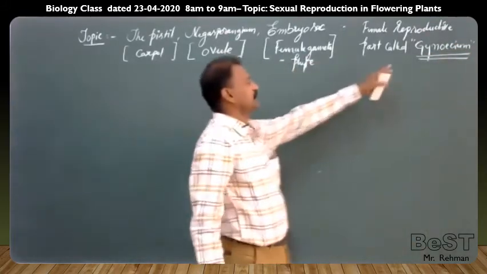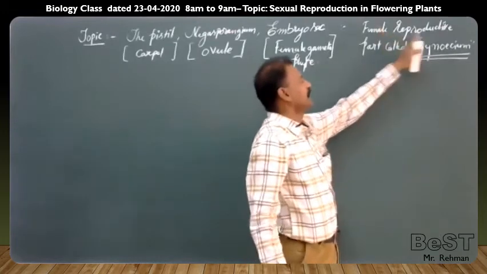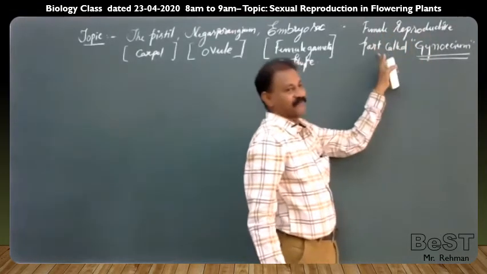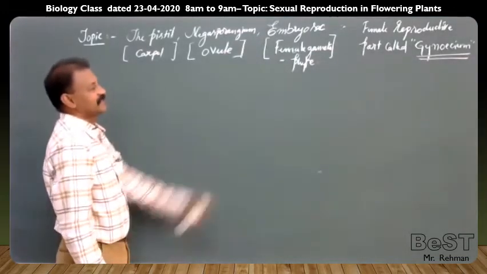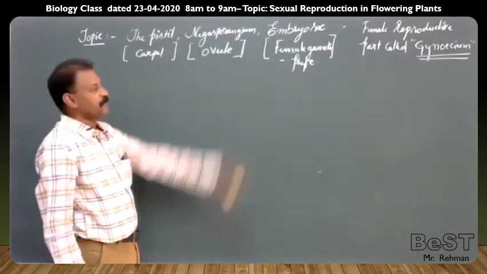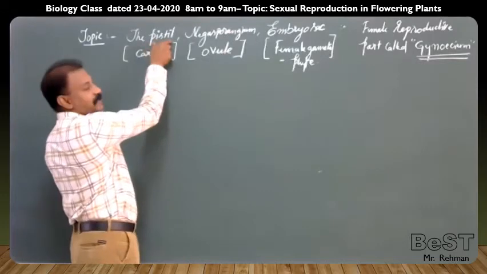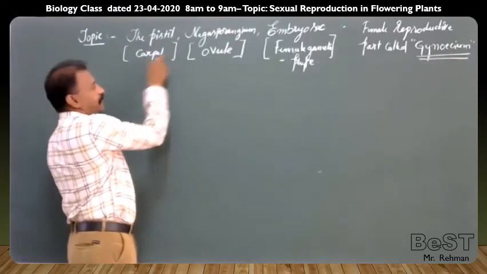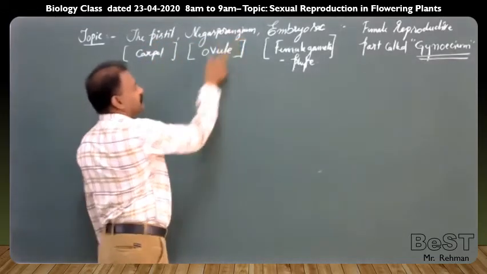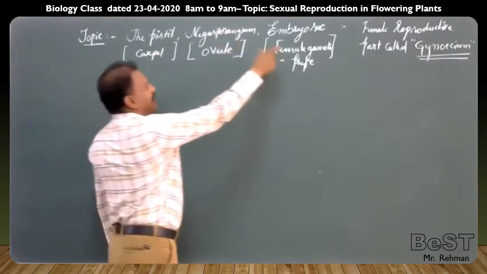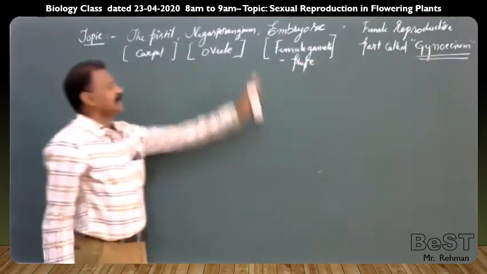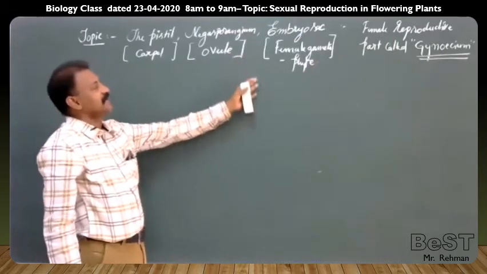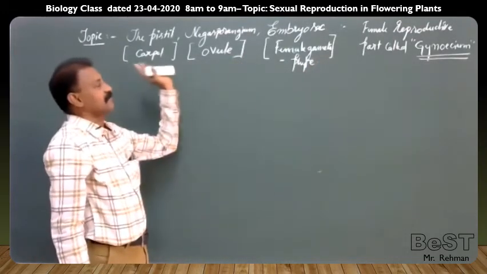What is gynoecium? Gynoecium is the female reproductive organ of a flower. In a gynoecium, what are the terms we are going to study? We are going to study the terms the pistil, which is also called carpel, megasporangium or ovule, embryo sac or female gametophyte. Let us see the detailed description and structures of all these.